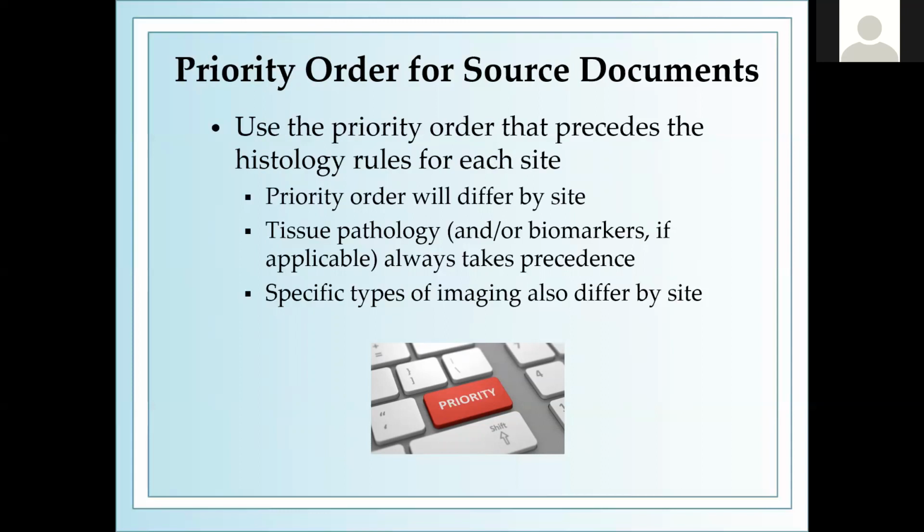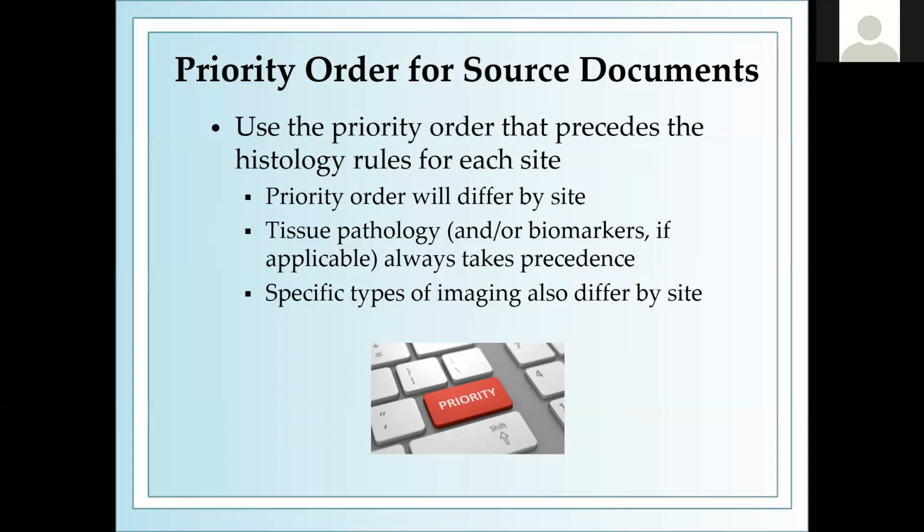Pathology tissue and/or biomarkers, if applicable, always take precedence. However, there are times when a case is clinically diagnosed and the priority of specific imaging scans used for that abstract can differ by site group as well. Having this list of documents in priority order will ensure that we are assigning the histology codes consistently throughout all registries, and all registrars are doing it consistently the same.